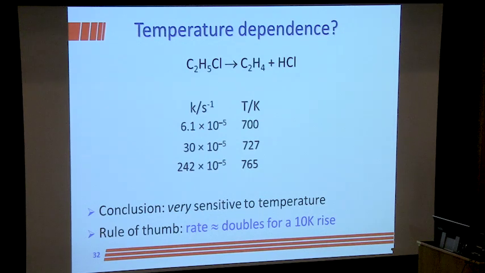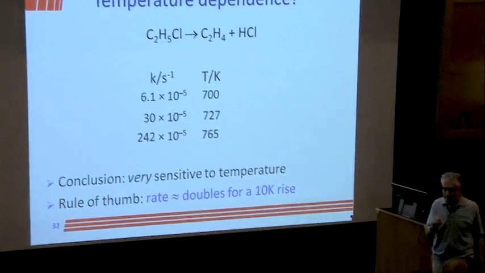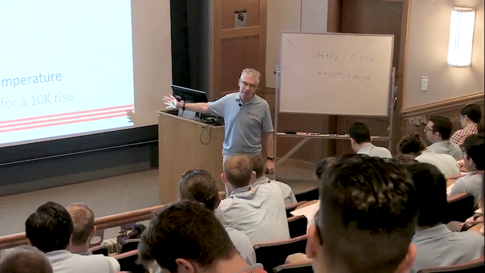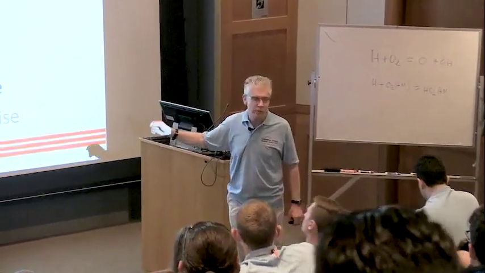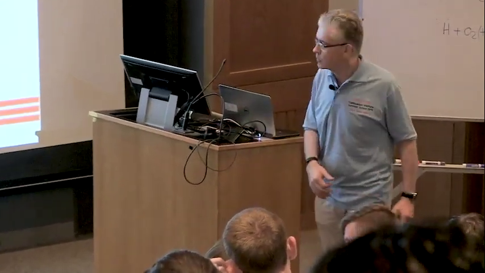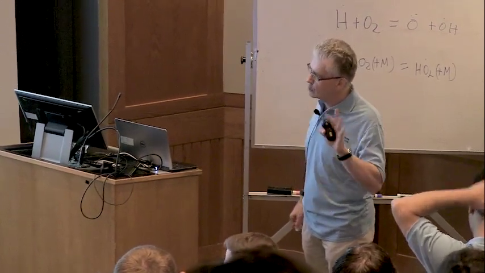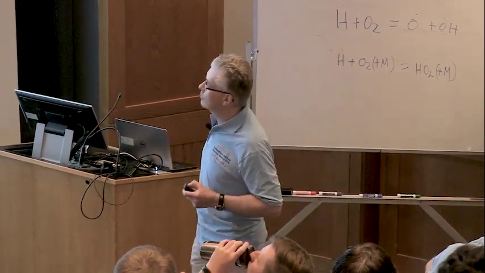So the conclusion is it's very sensitive to temperature. A rule of thumb is the rate approximately doubles for a 10K rise in temperature. That is actually a good rule of thumb for biological processes. I'll talk about that a little bit later, and I'm going to do a little derivation on that later on. So just bear that in mind. That's only true at one condition, and we'll talk about it a little later.